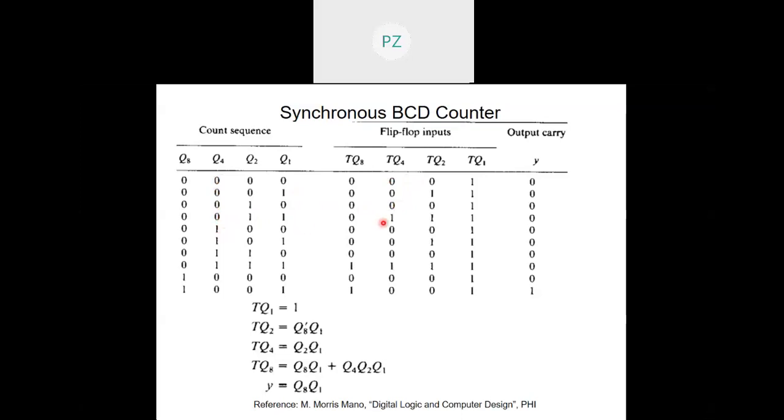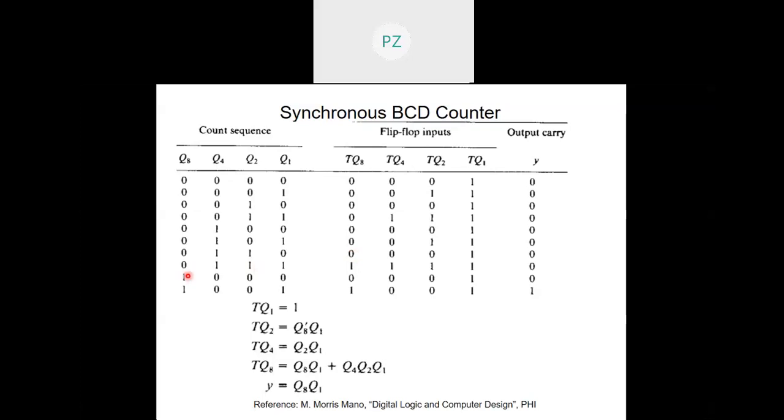So therefore, a 1 here, right? And it continues 0, 0, 0, no change, no change, 0, 0. Again, there is a change 1 to 0. So there is a 1 here. For the last stage, you see from 1001, it is going back to 0000, right? Which is no change, which is no change. So a 0 here, right? So a 0 here because there is no change. Coming to Q8, 0 to 0, no change, 0. 0 to 0, no change, so 0. No change, no change, continues all the way till this point, so TQ8 is 1.